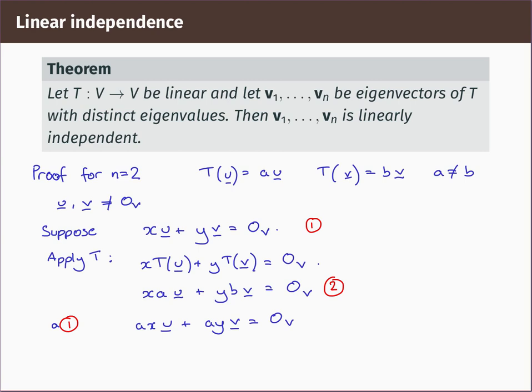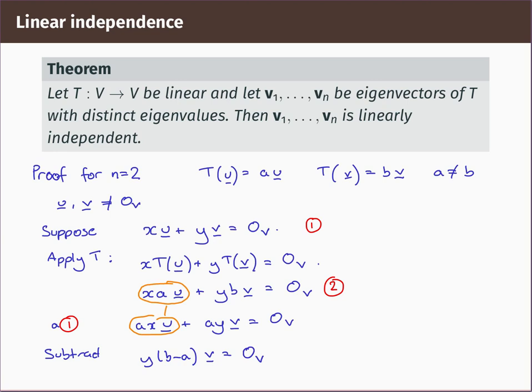Okay, observe the connection, right? We have the same term appearing in a times equation 1 as we had appearing in equation 2. So specifically, this thing and this thing are the same. So if we subtract the two equations we've just produced, something interesting will happen. So we will subtract a times equation 1 from equation 2. And when we do that, we'll get y times b minus a times v is equal to 0v.